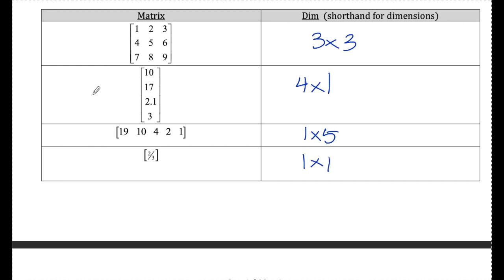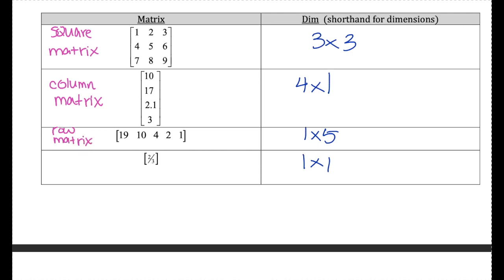Each of these matrices has a specific name. This matrix, since it's a 3 by 3, has the same amount of rows as it does columns. That's called a square matrix. This matrix is called a column matrix because it only has 1 column. This matrix is called a row matrix because it only has 1 row.